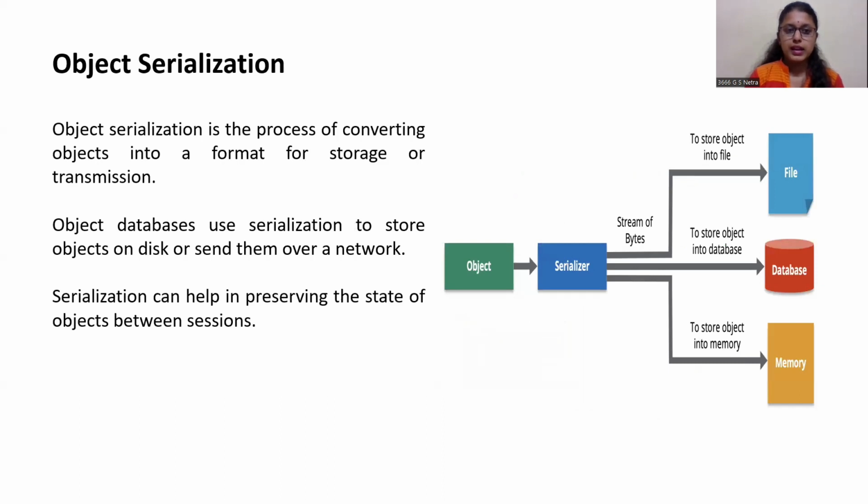Next is object serialization. Object serialization is a process of converting objects into a format for storage or transmission. Object databases use serialization to store objects on disk or send them over a network. Serialization can help in preserving the state of objects between sessions.